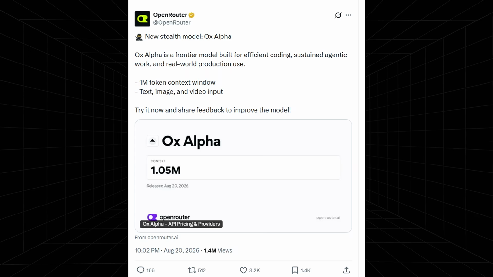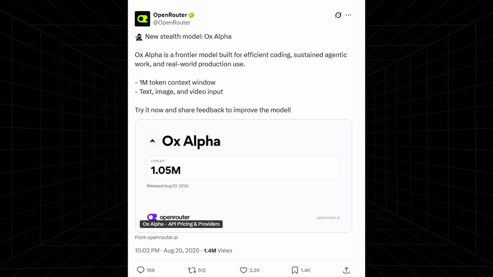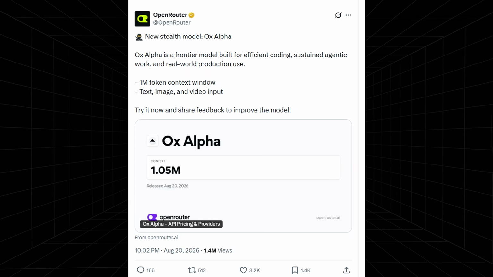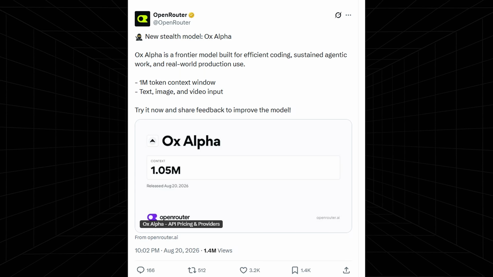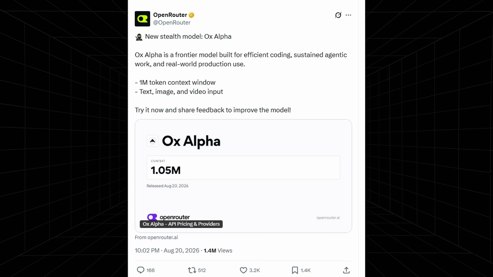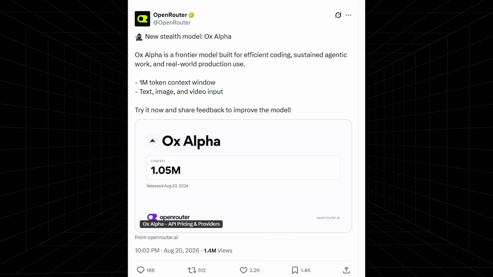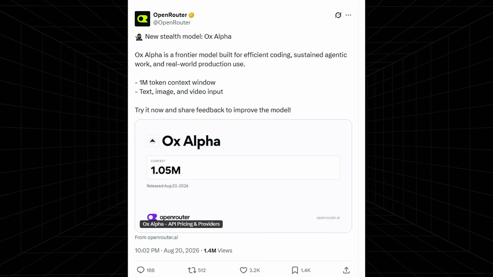Now, of course, OpenRouter described the model as a frontier model built for efficient coding, sustained agentic work, and real-world production use. And the two key things here are that 1 million token context window, and text, image, and video input. And so these are things that are really, really important.